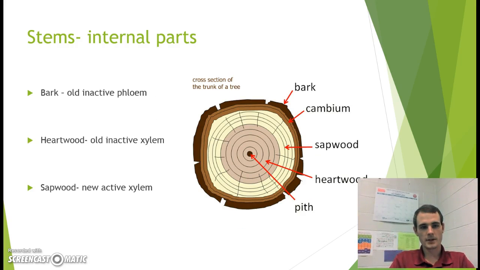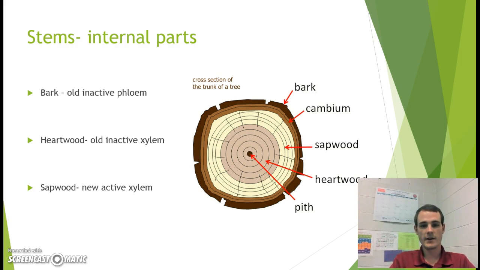The bark is that old inactive phloem, and so as the phloem gets old, it turns into bark, increasing the diameter of the trunk. And then the heartwood is the old inactive xylem. So heartwood is no longer active anymore. It doesn't transport water and nutrients up to the upper canopy of the trunk and the leaves. It's just older growth, the hard part of that center of the trunk.